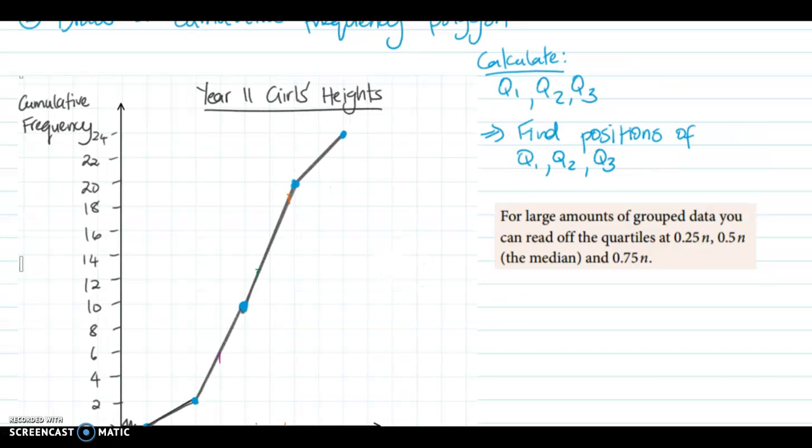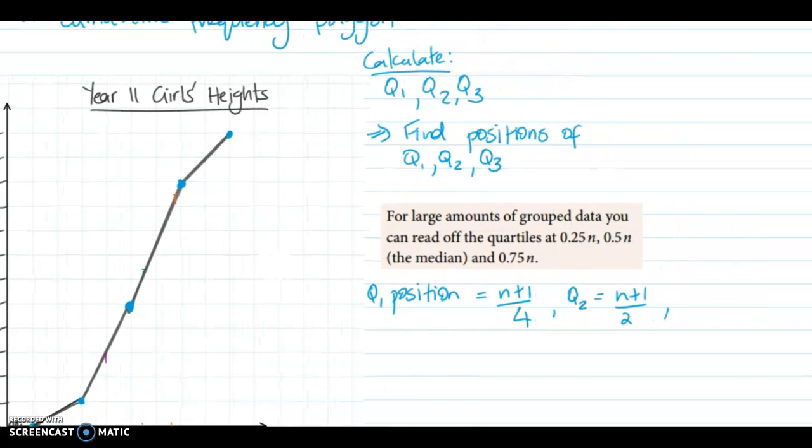Now we do know that to find our Q1 position, Q1 position is given by n plus 1 over 4, and then Q2 position is given by n plus 1 over 2, and then our Q3 position is given by n plus 1 times 0.75.